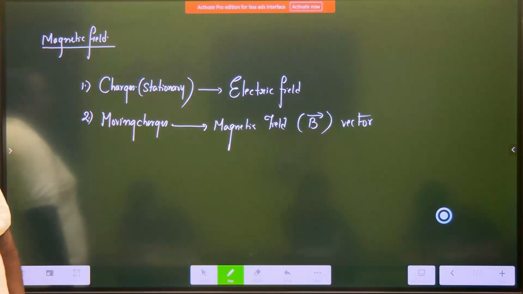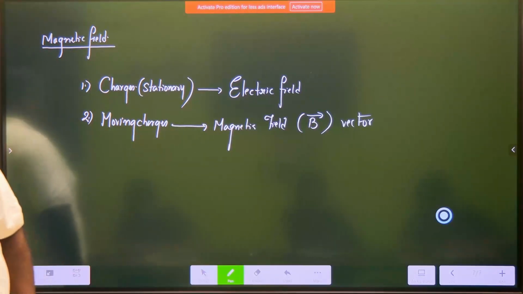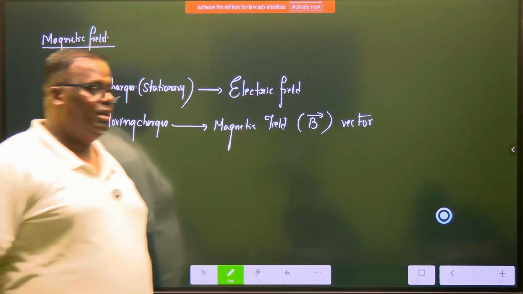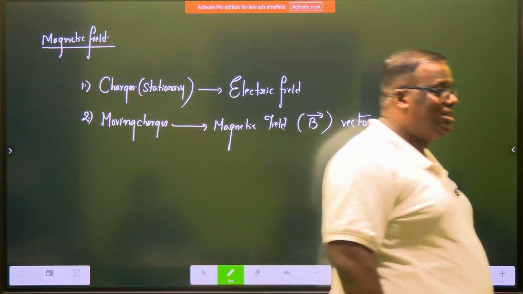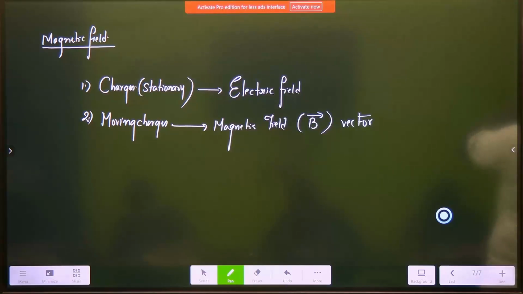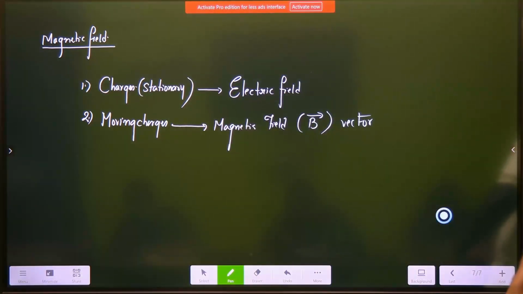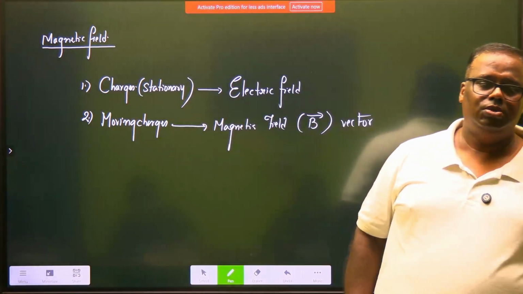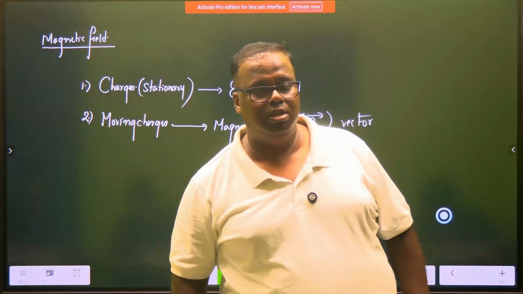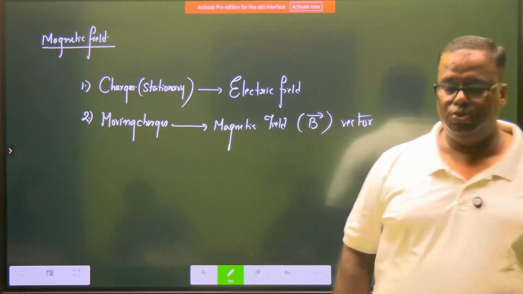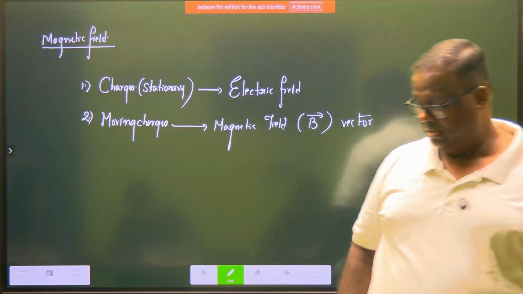Now write down some of the properties of the magnetic field. Property number 1, and whatever you are writing is nothing new. It exists in space. Magnetic field exists in space. Number 2, it has both magnitude and direction. Why? Because it's a vector quantity.